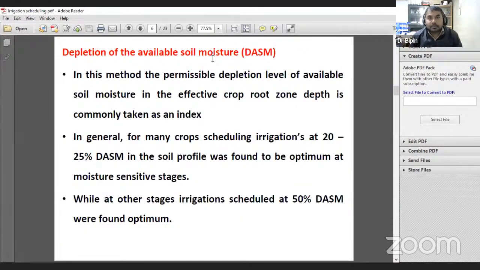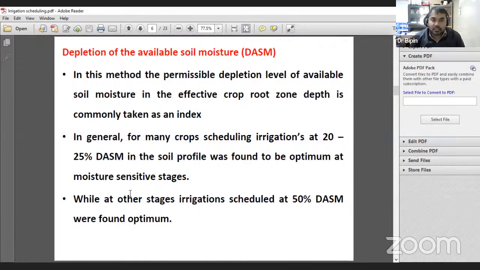Now, the second is depletion of available soil moisture. In this method, the permissible depletion level of available soil moisture in the effective crop root zone depth is commonly taken as an index. So from a particular crop root zone depth, suppose some amount of water is depleted. As I told you, the field capacity is considered as 100% available soil moisture level. So if 20 or 50% of that is depleted, then it has been calculated by research findings that this is the time to irrigate the field. At that moment, you need to apply the irrigation.